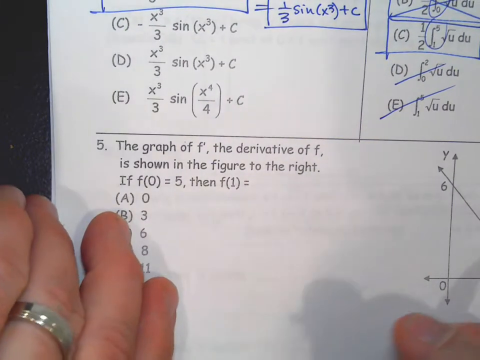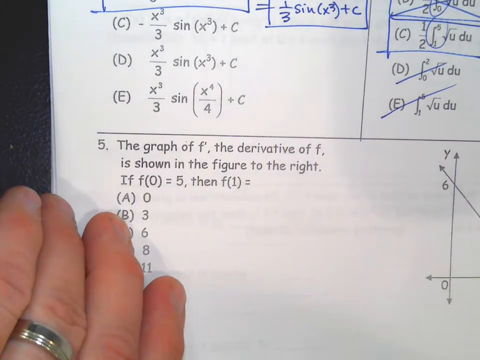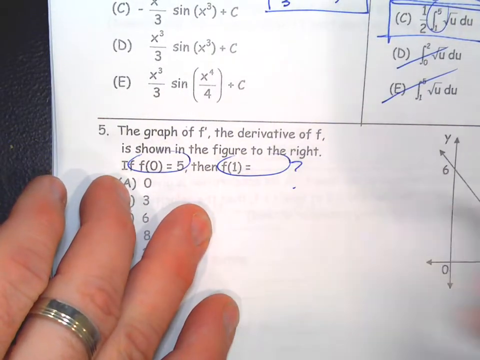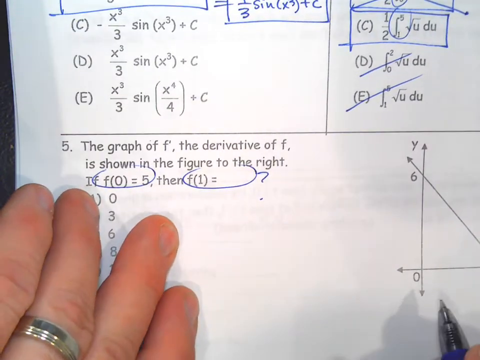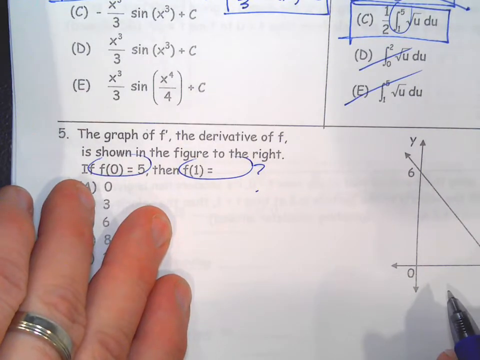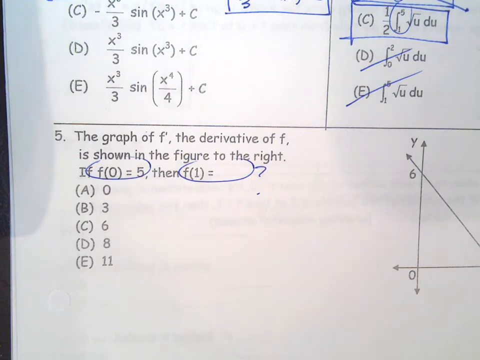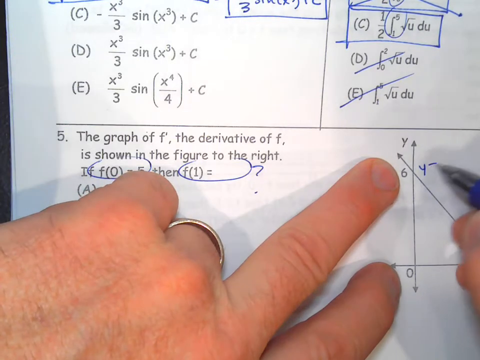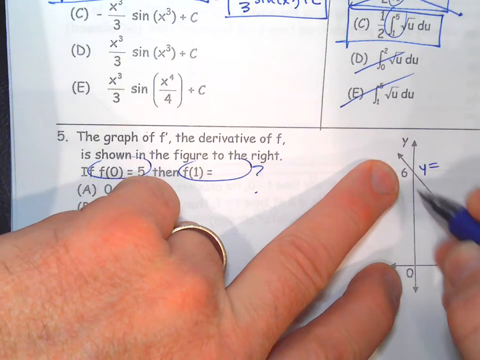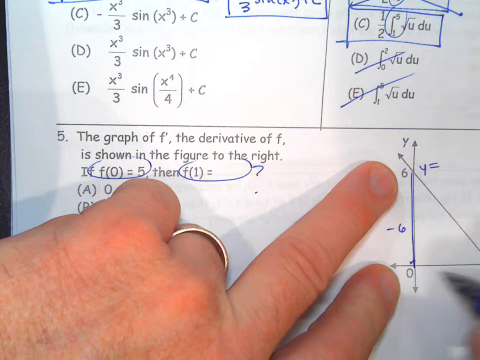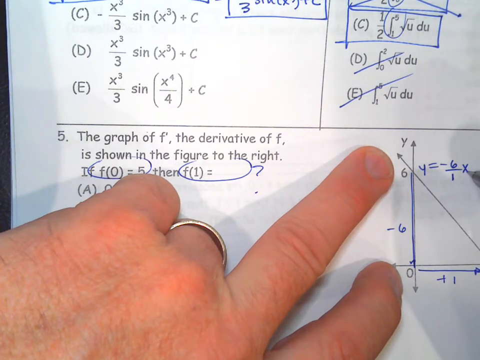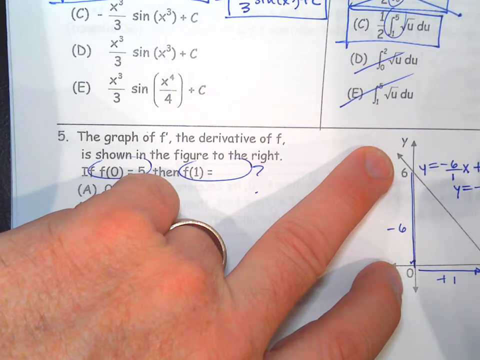Number 5 says the graph of f prime, the derivative of f, is shown in the figure to the right. If f of 0 equals 5, then f of 1 equals what? This is the graph of the derivative. So should we maybe try and figure out what the equation of this line is? It's going to be y equals going down 6 over 1, rise over run, negative 6 over 1, x, and then the y-intercept is 6. So the equation of this line is y equals negative 6x plus 6.